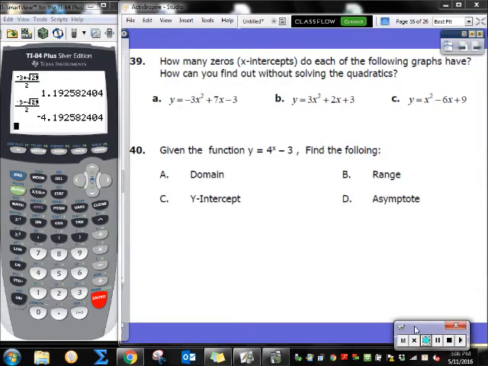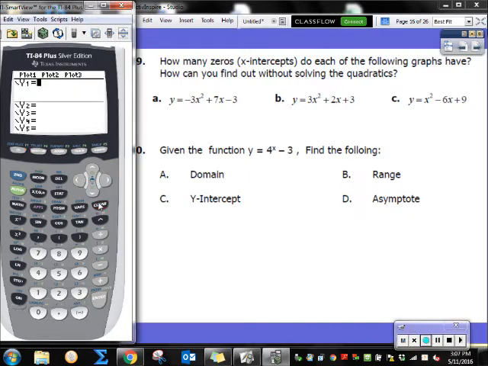For 39, how many zeros, x-intercepts, do each of the following graphs have? How can you find out without solving the quadratics? Well, you can use the discriminant. It is on your chart, but the easiest way to do this is to plug it in your calculator and see how many times it crosses the x-axis.